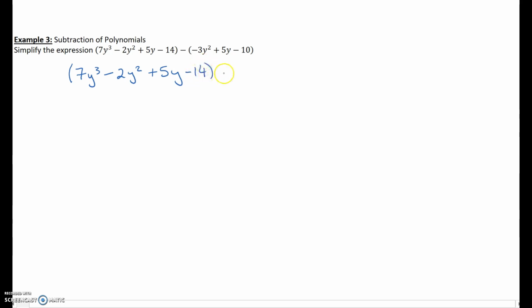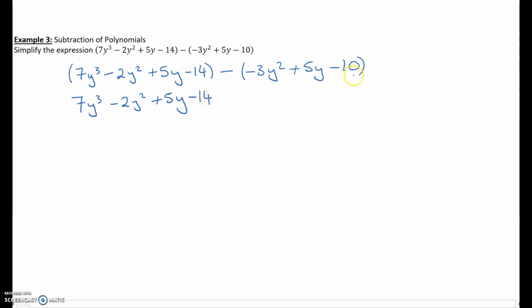Okay, so this time we have 7y cubed minus 2y squared plus 5y minus 14, minus negative 3y squared plus 5y minus 10. Okay, so let's start at the beginning. This first parenthesis, there is nothing in front of it, so we don't do anything except remove the parentheses. Okay, so 7y cubed minus 2y squared plus 5y minus 14.